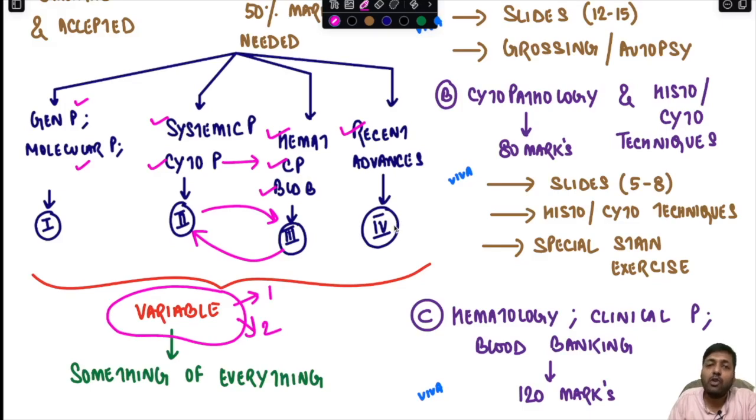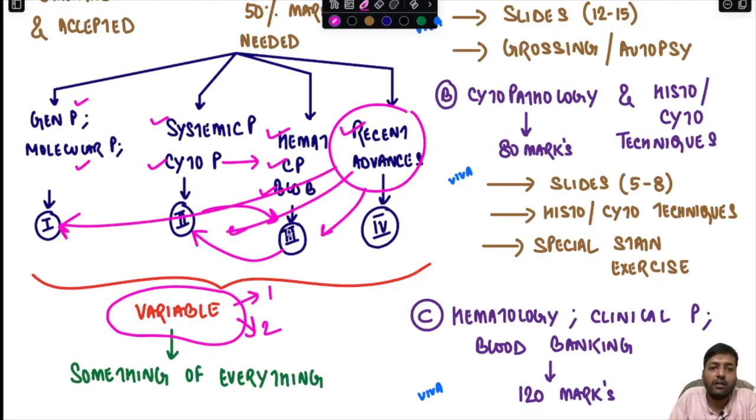So sometimes in some universities, if you see recent advances, they are also included in all the 3 papers. For example, recent advances of hematology come under paper 3. Sometimes it might come in paper 3 as well.